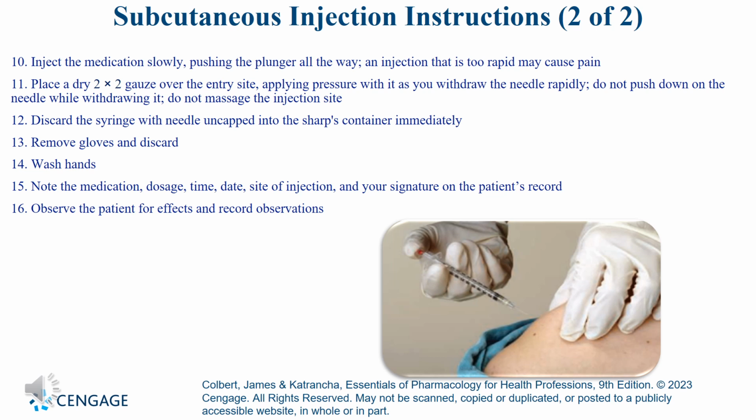You inject the medication slowly, pushing the plunger all the way. An injection that is too rapid may cause pain. Place a dry 2x2 gauze over the entire site, applying pressure with it as you withdraw the needle rapidly. Do not push down on the needle while withdrawing it. Do not massage the injection site. Discard the syringe with needle uncapped into the sharps container immediately. You want to remove your gloves.